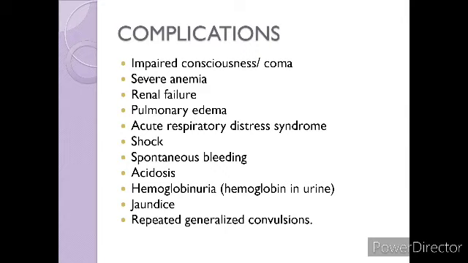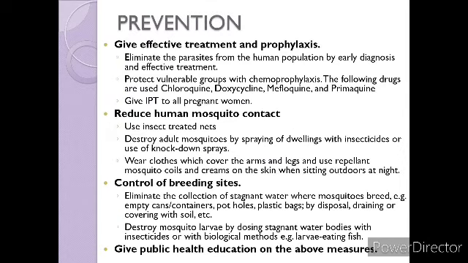Impaired consciousness, we talked about it. Severe anemia, that is lack of blood. Renal failure, pulmonary edema, acute respiratory distress syndrome. We talked about all these. Shock, we defined it. Acidosis, hemoglobinuria, hemoglobin in urine, jaundice, yellowing of the skin, then repeated generalized convulsions. We talked about all these complications and we explained them.